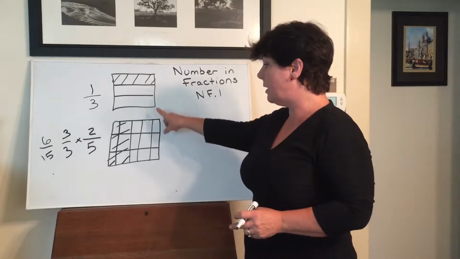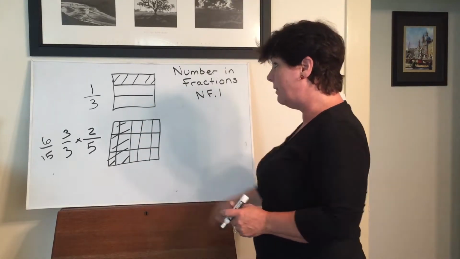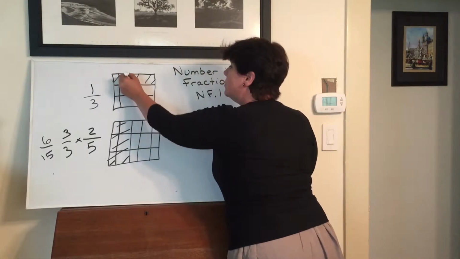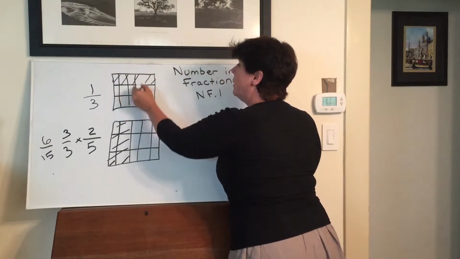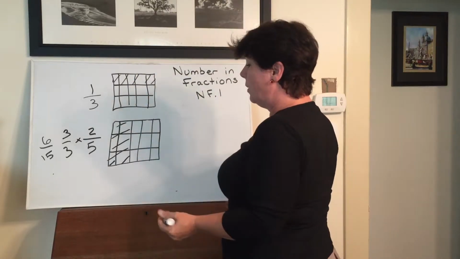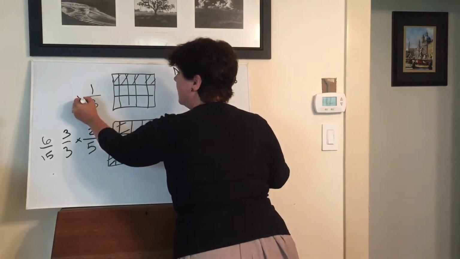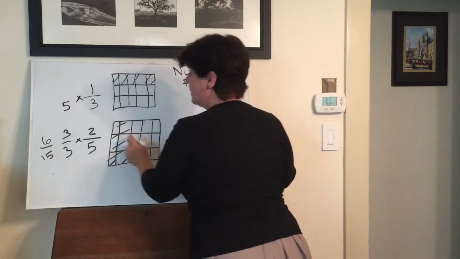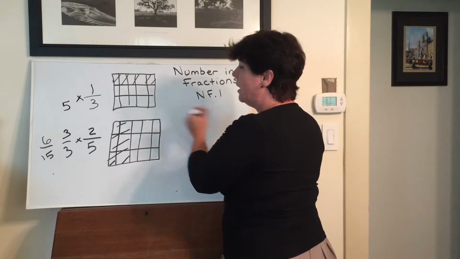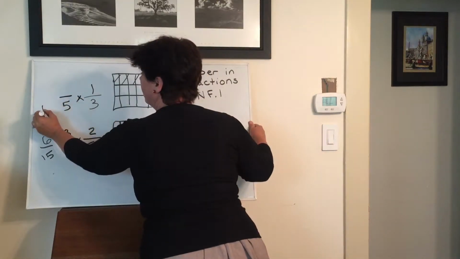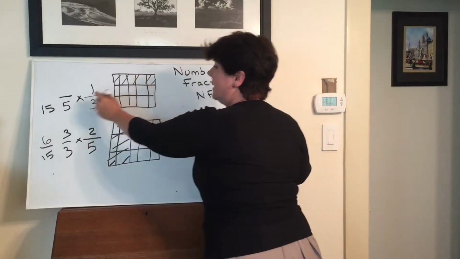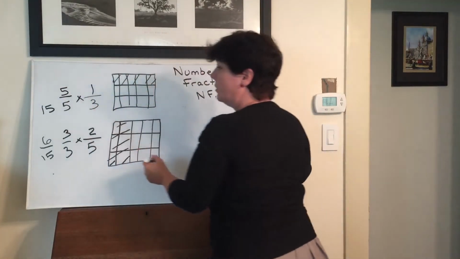So this one was cut vertically 5 times, so now I'm going to do the same thing. 1, 2, 3, 4, 5. And now I cut it up 5 times, just like the bottom one was. And now I don't have 3 pieces, I have 15. And I also did that to the shaded part.